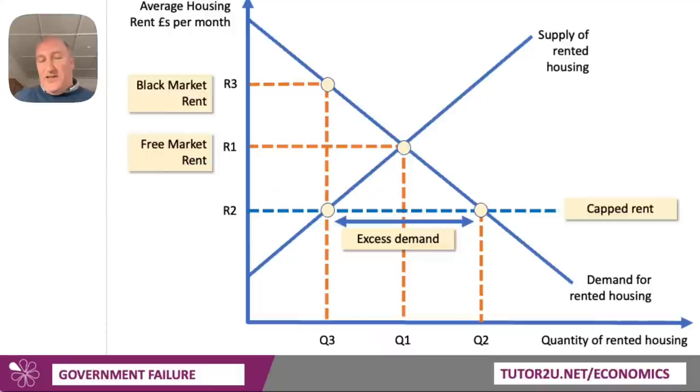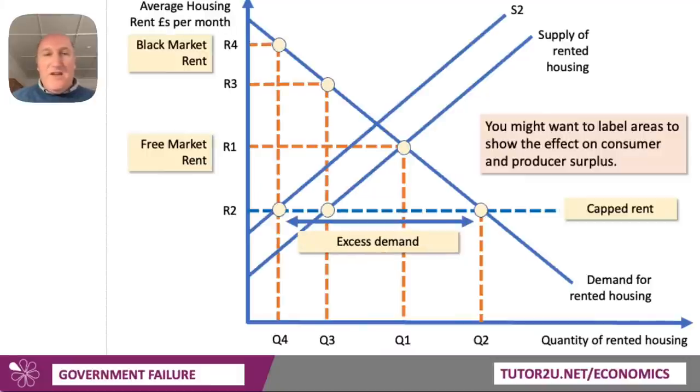And the next slide simply develops the diagram to show what happens if landlords leave the market. As the supply shifts to S2 and at the R2 cap, it makes the excess demand, the shortage, even bigger. And if you want to think about this, you might want to think about the areas, the impact on consumer surplus, and what's a tiny level of producer surplus.